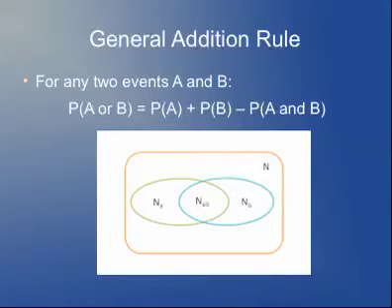So, if the events are independent, then this becomes easy. The probability of A and B is just the probability of A times the probability of B. If they're not, then things get a little bit more interesting.